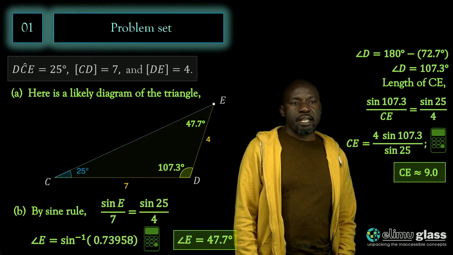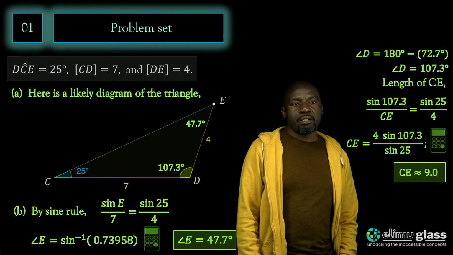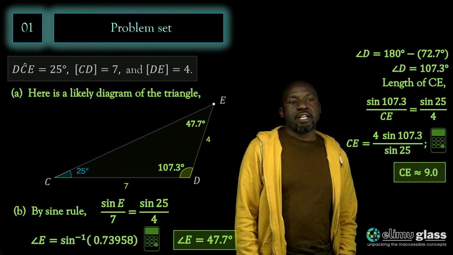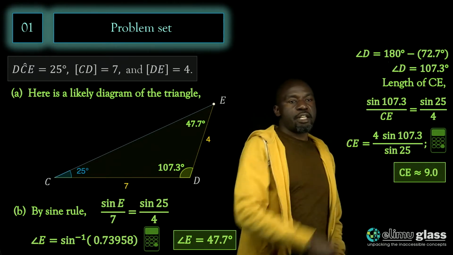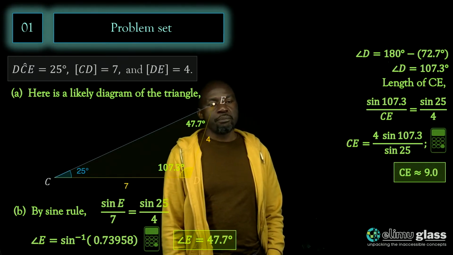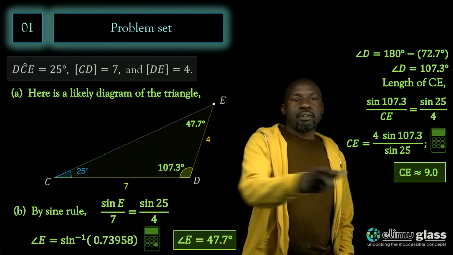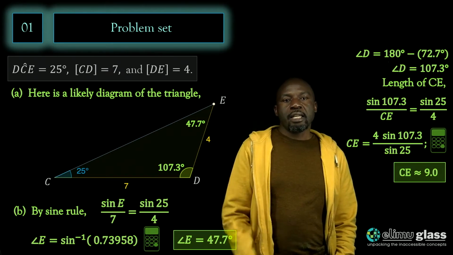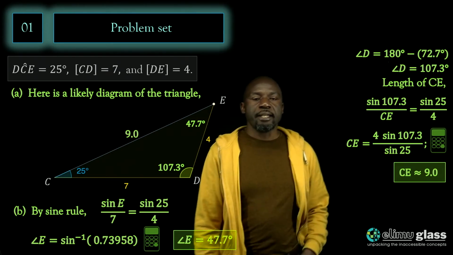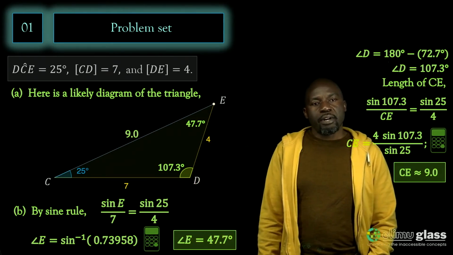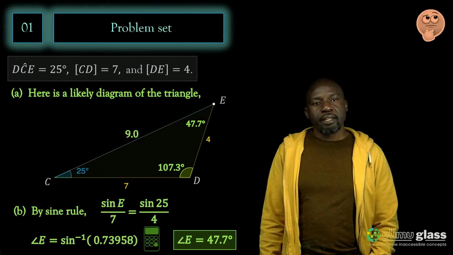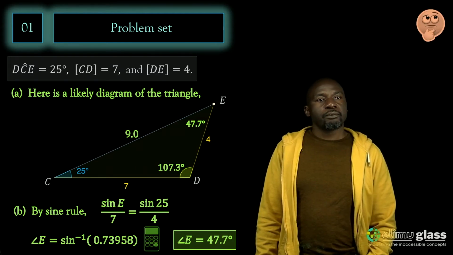If you're writing an IA and investigating some quantity, the chances are the values you get are approximations, and it's important that you indicate that with symbols and notation. Okay, so the length of side CE is 9 units. All right, we are done, aren't we? Well, what do we ask?